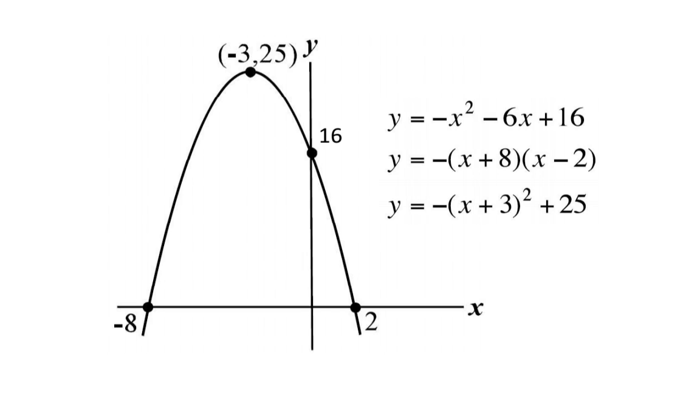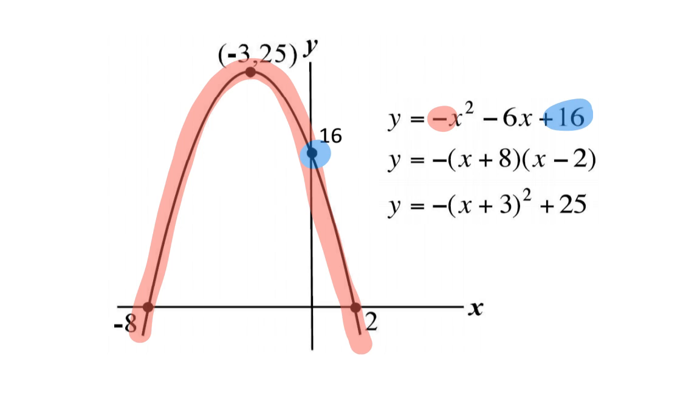In our second example, we have a parabola, and we have its equations in standard form, factored form, and vertex form. In standard form, the value of A is negative 1. It's just not fully written in. If A is negative, that means the parabola is frowning. In other words, it is opening downwards, and it is. The value of C is positive 16. C tells us the y-intercept, and the y-intercept here is 16.